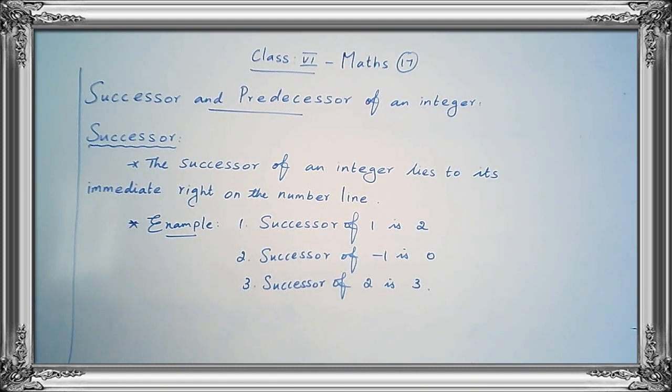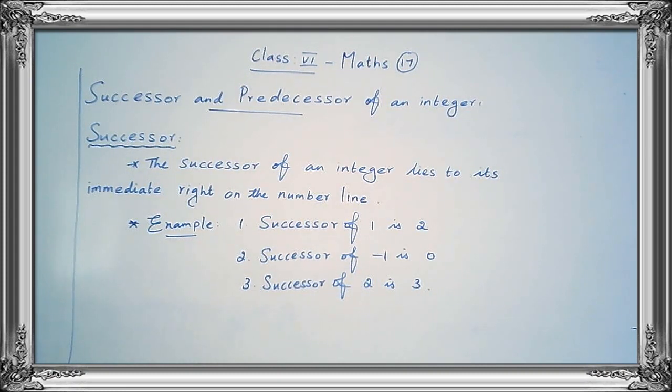Okay, next, successor of minus 1 is 0. Why? 0 lies on the right side of minus 1 on the number line. So that's why 0 is the successor of minus 1.